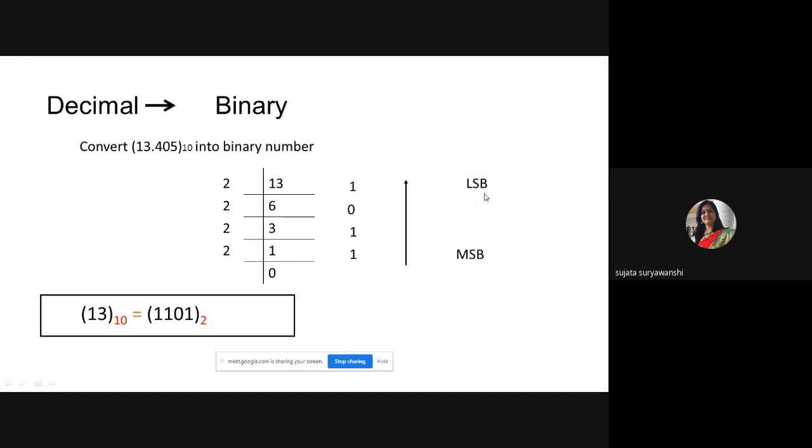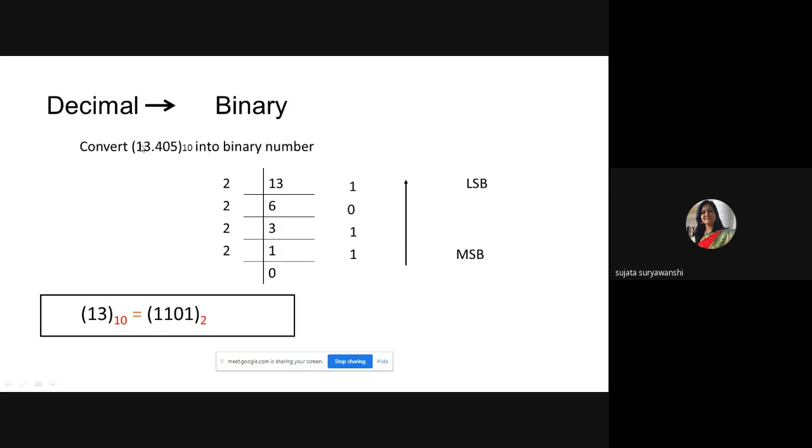LSB means least significant bit and MSB means most significant bit, which has the maximum weight as compared to all the number of bits available in the binary number. Here 13 can be represented by 1101 in the binary form, and we get this number from the remainders. So 1101 you have to simply write down in the reverse order and give the base at the corner.